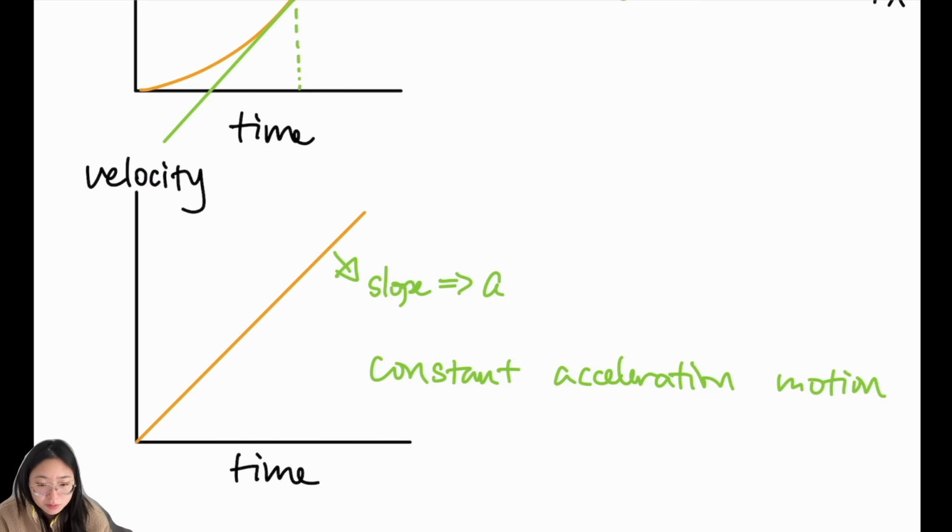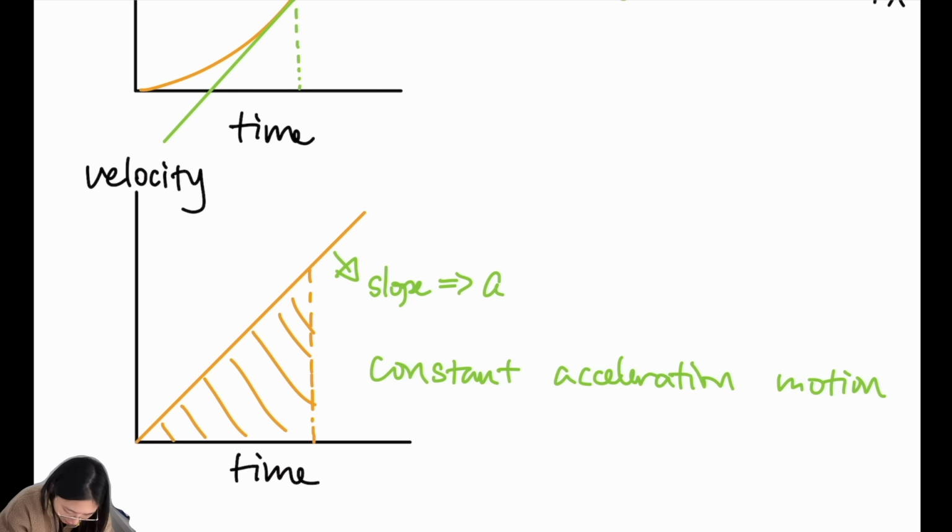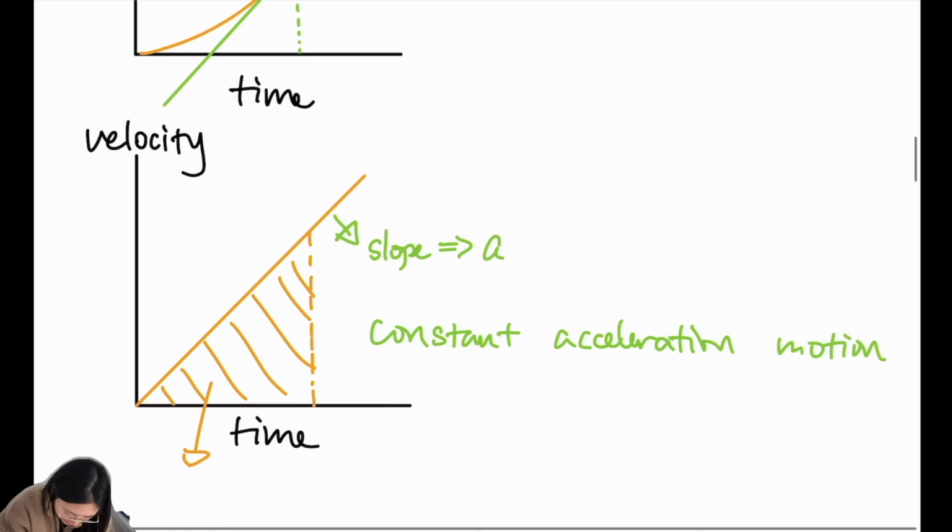So in AP Physics 1, you will rarely see the scenario of a changing acceleration. Usually we assume that acceleration is constant to make sure that calculation is a little bit easier. So on this velocity versus time graph, the area of this triangle represents the change in the position or displacement.